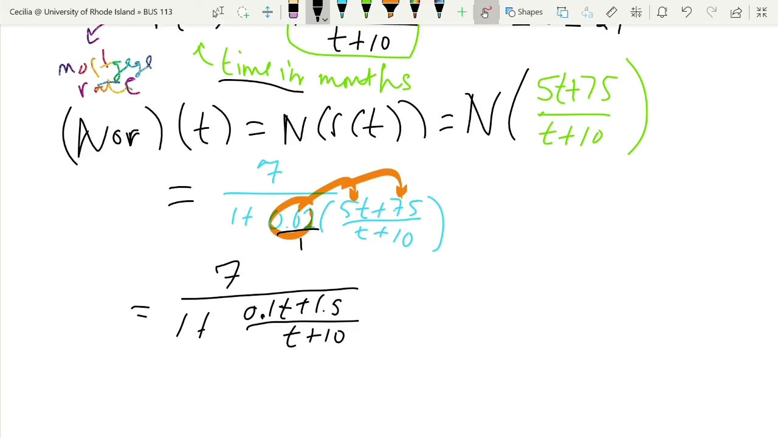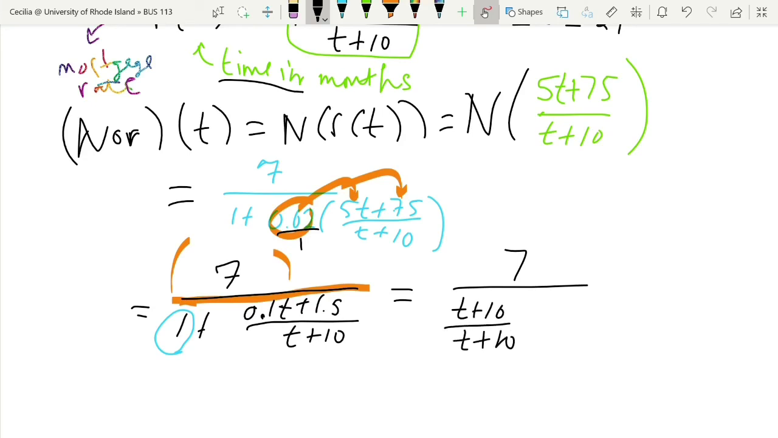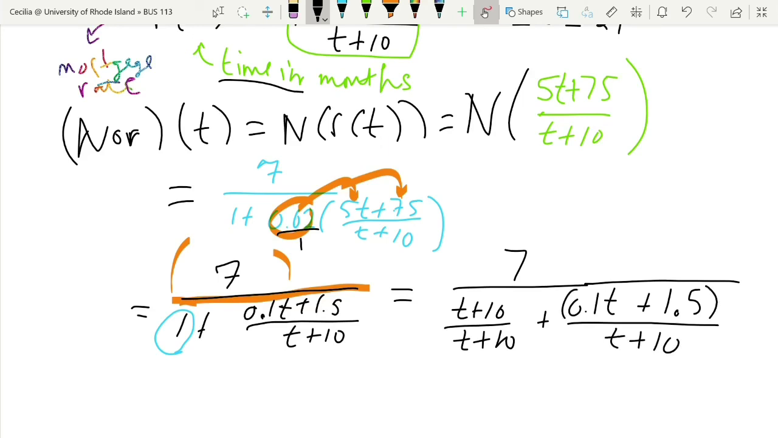Okay. So now the next thing we want to do is convert this 1 into a disguised form of 1. We want to have a common denominator, so we're ignoring the numerator for now. We're focusing just on the denominator, and we're treating it as a mixed fraction that we need to straighten out and get into one total fraction. So let's take this 1, carrying the numerator along for the ride, and write it as t plus 10 over t plus 10, plus 0.1t plus 1.5, and this whole part here is over t plus 10. Alrighty, and if you want, you can put parentheses around it just to be super clear.